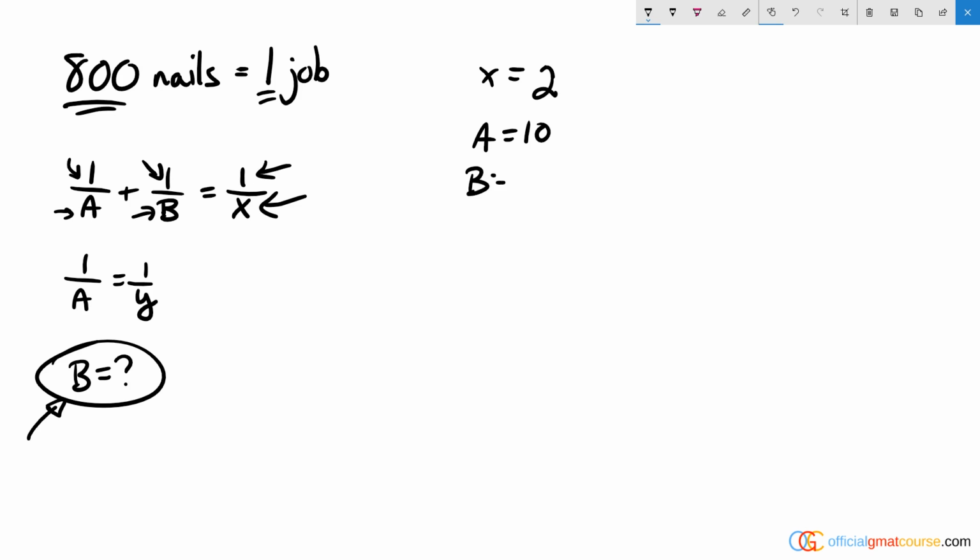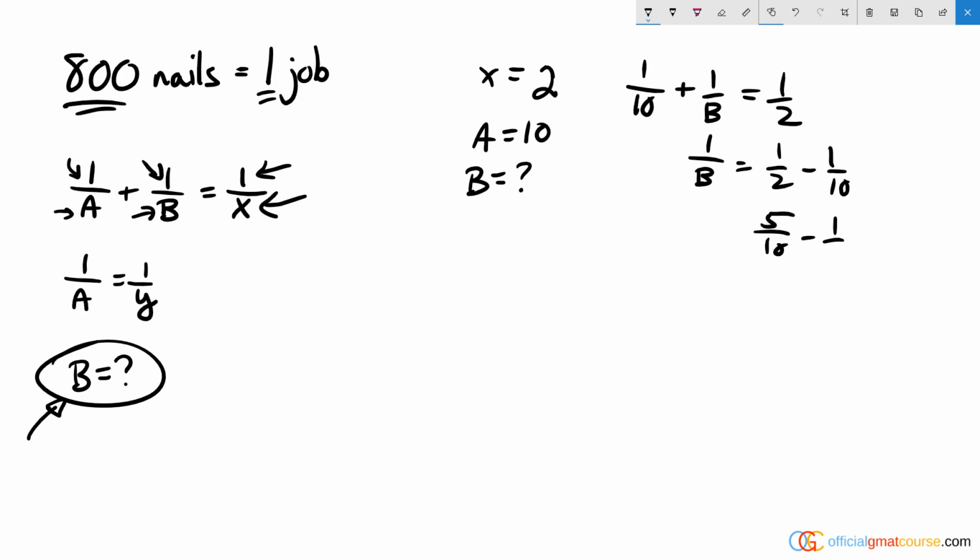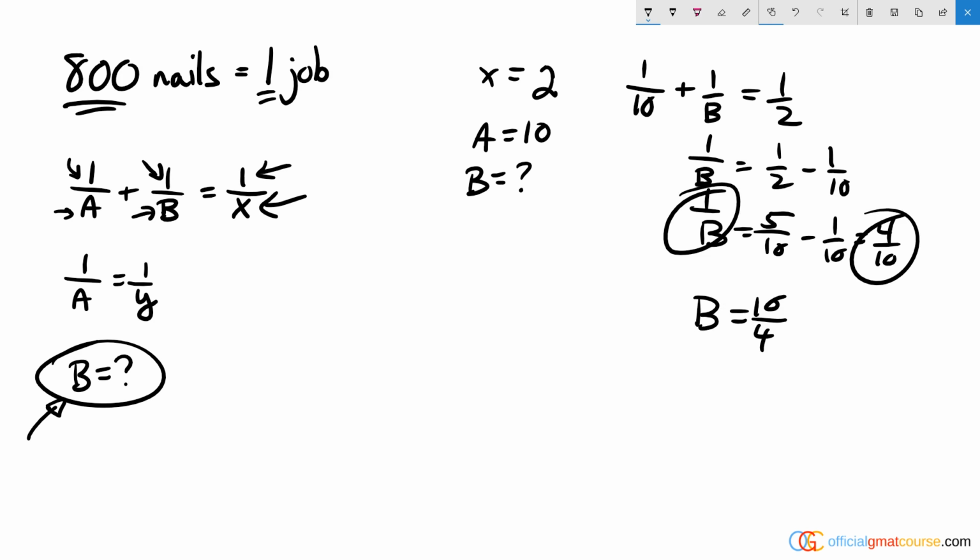And then we could solve for what B would be equal to in this situation by taking the formula of 1 over 10 plus 1 over B equals 1 over 2. If I subtract 1 over 10 from both sides, I get 1/2 minus 1/10. The common base here is 10, so I get 5/10 minus 1/10, which equals 4/10. So 1 over B is equal to 4/10, which means B is equal to 10 over 4. You just flip that over at the end.